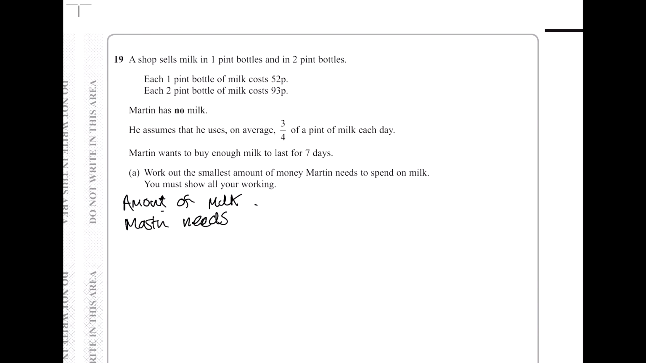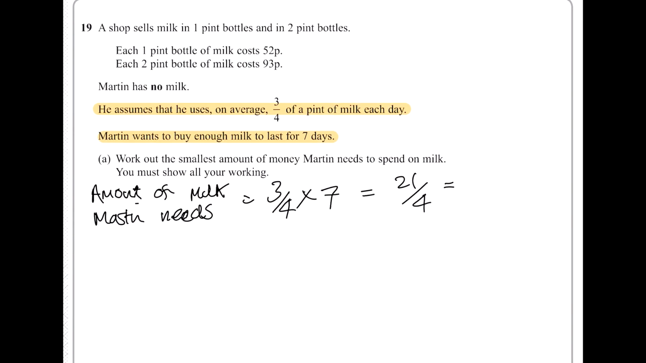Well, the amount of milk Martin needs is that he has 3/4 of a pint each day, and then he needs enough to last 7 days. So that means he has this amount, 3/4 each day, and then for 7 days you just times by 7. So that will give you 21 over 4, which if you calculate that, 4 goes into 21 5 times, remainder 1 over 4. So this is the amount of pints per week that he needs.